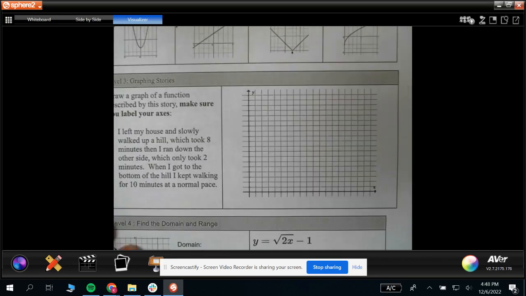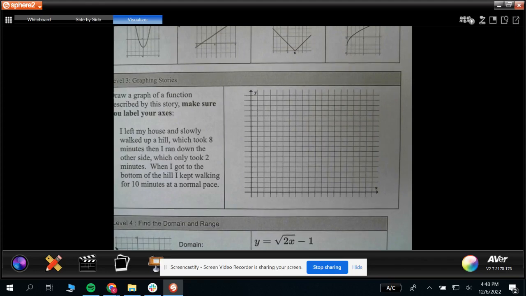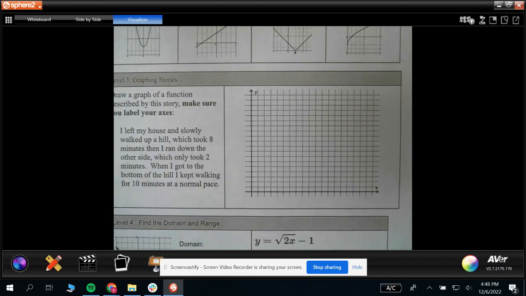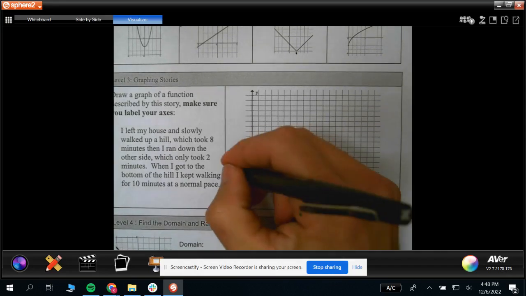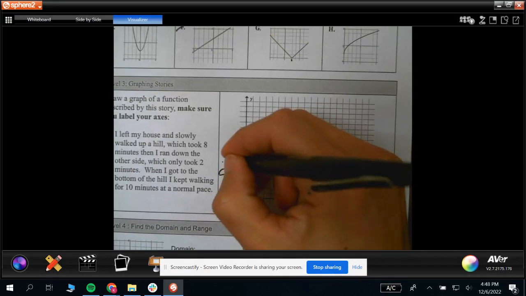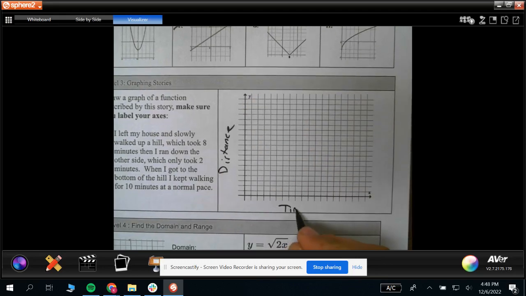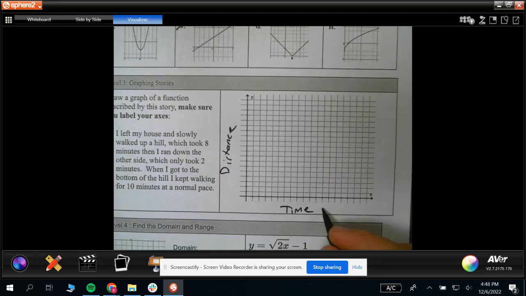So we're trying to draw a graph of a function described by this story. I left my house and slowly walked up a hill, which took 8 minutes. Then I ran down the other side, which only took 2 minutes. When I got to the bottom of the hill, I kept walking for 10 minutes at a normal pace. So looks like we're comparing time and distance. I'm going to make distance be my y-axis and time be my x-axis. Looks like time we're going to measure in minutes.